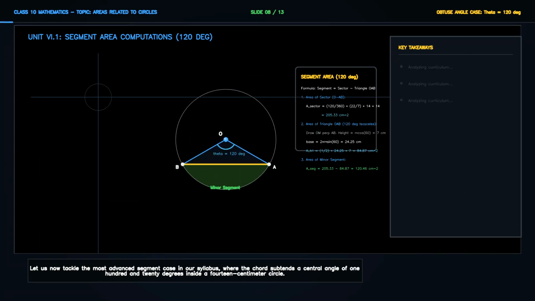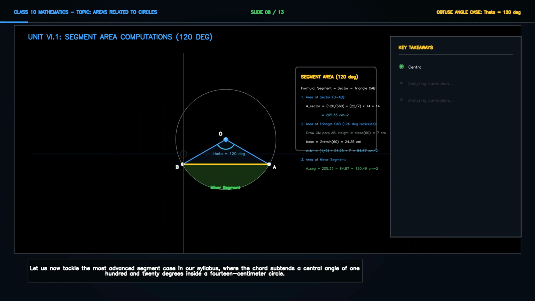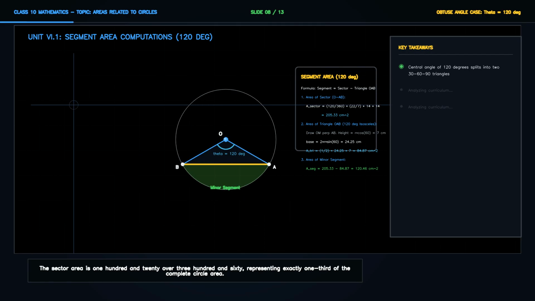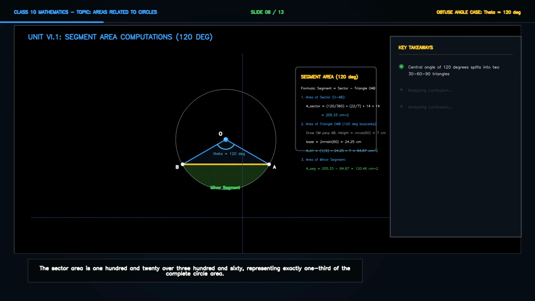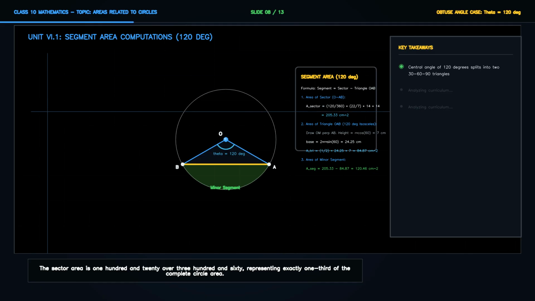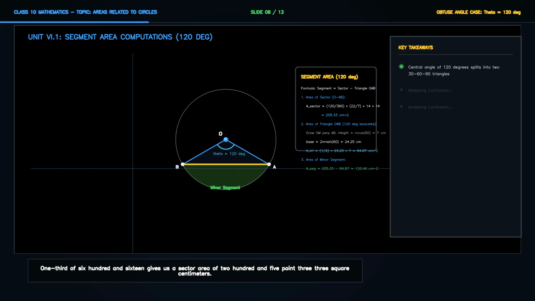Let us now tackle the most advanced segment case in our syllabus, where the chord subtends a central angle of 120 degrees inside a 14-centimeter circle. The sector area is 120 over 360, representing exactly 1/3 of the complete circle area. 1/3 of 616 gives us a sector area of 205.33 square centimeters.